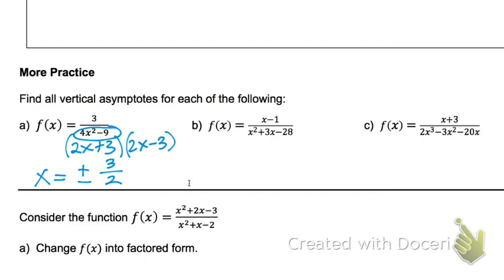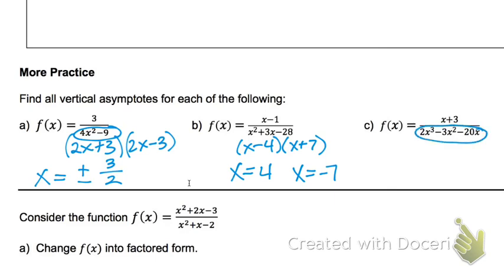Okay, I want you to try B by yourself. 4x plus 7. x plus 4, x minus 7. No, x minus 4, x plus 7. So x equals what? x equals 4 and negative 7. Get it? Okay, try C.